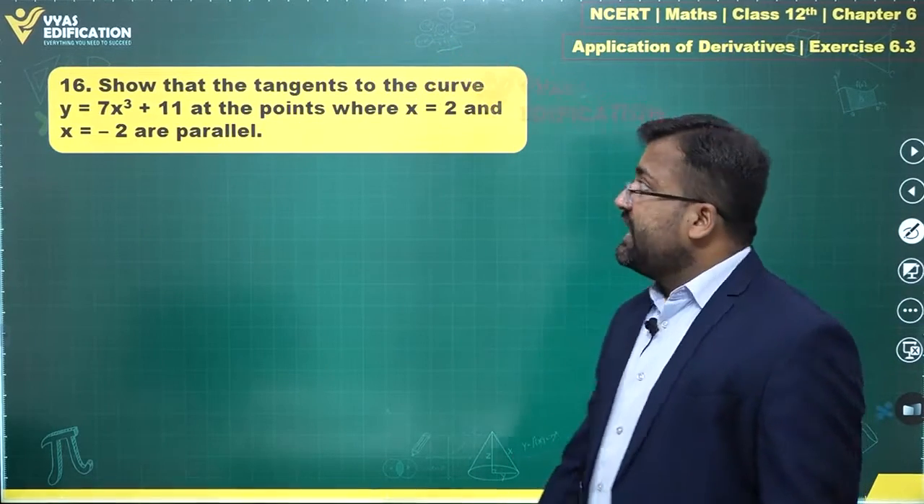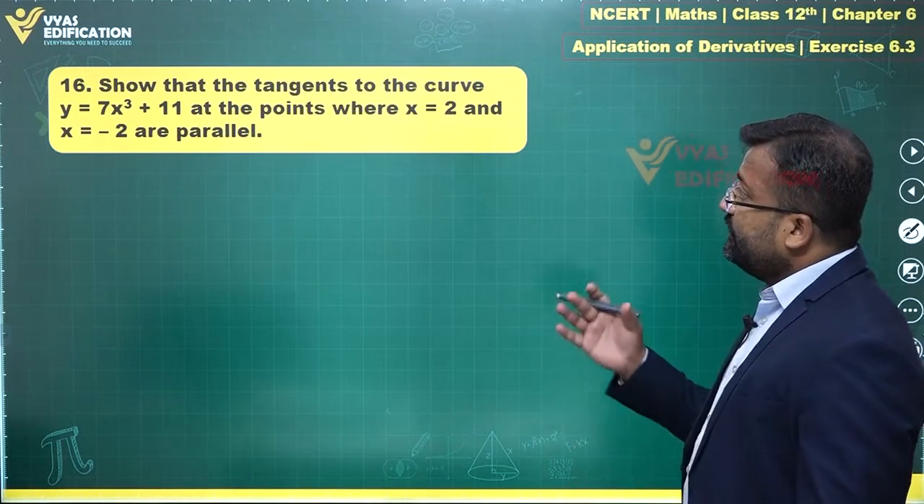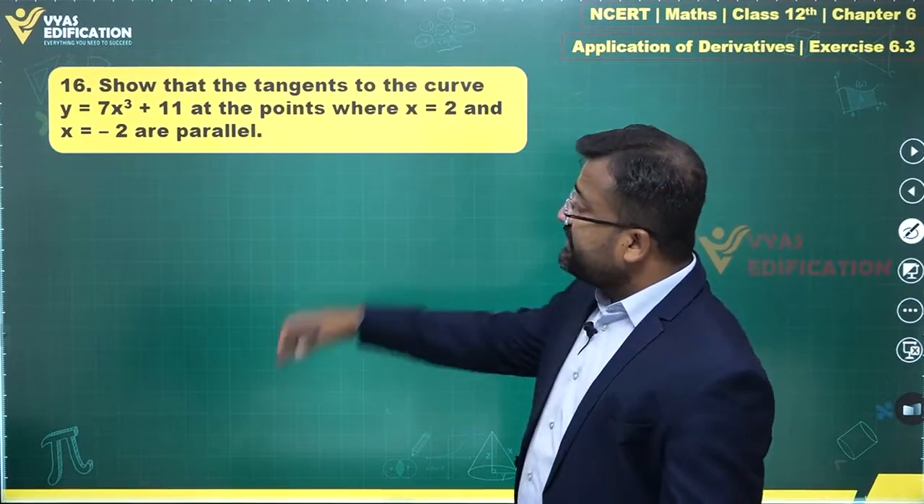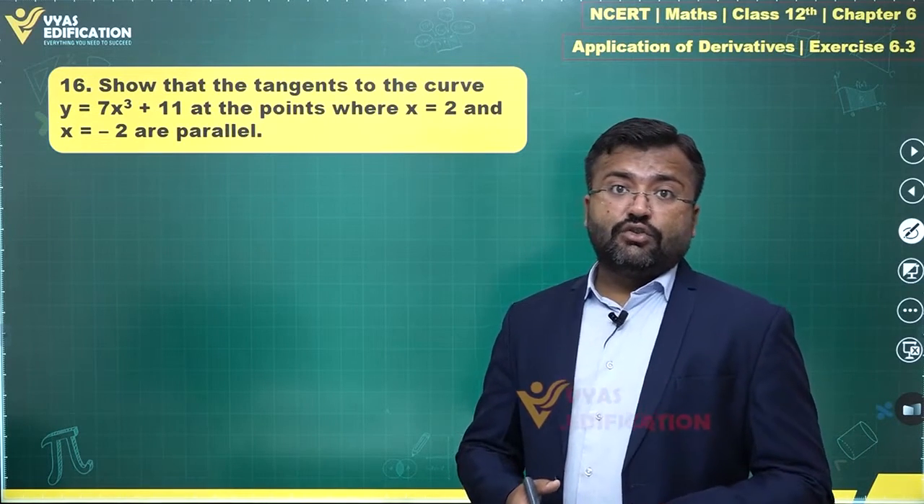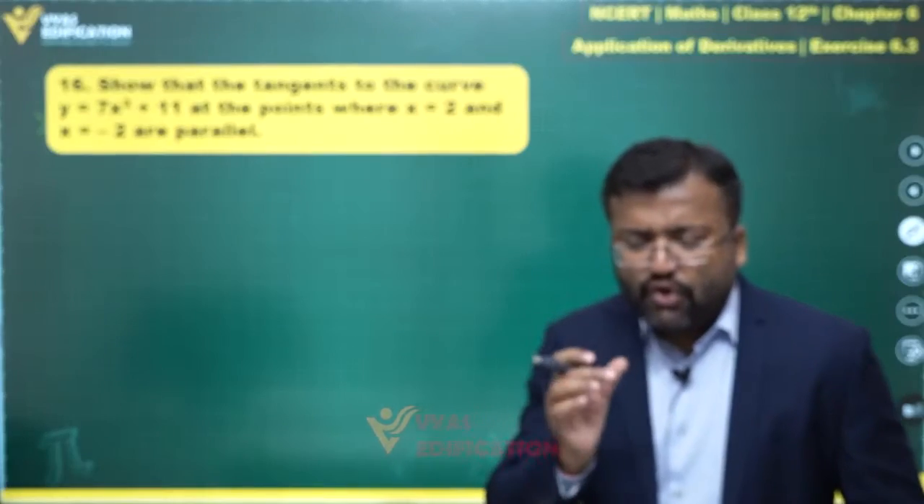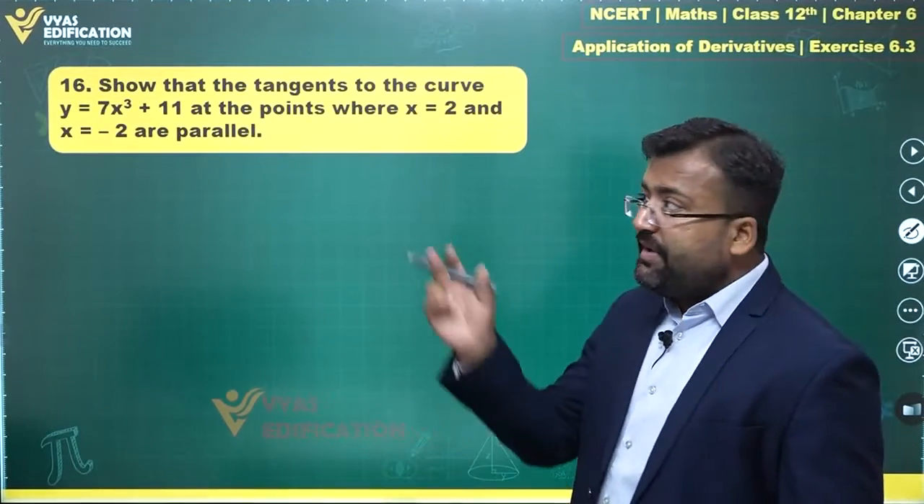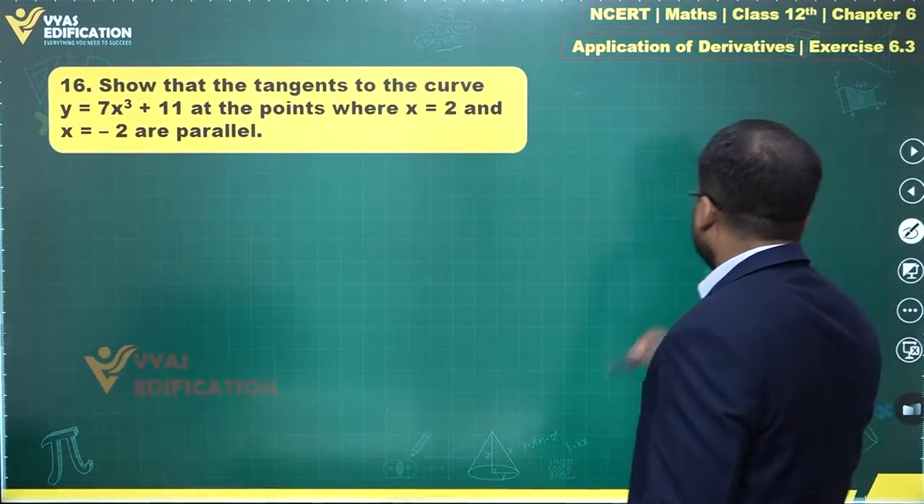The 16th question says, show that the tangents to the curve this at the points where x equal to 2 and x equal to minus 2 are parallel. Okay. Tangents at x equal to 2 and x equal to minus 2 are parallel implies that the slope, that is the derivative, will be same for these two lines.